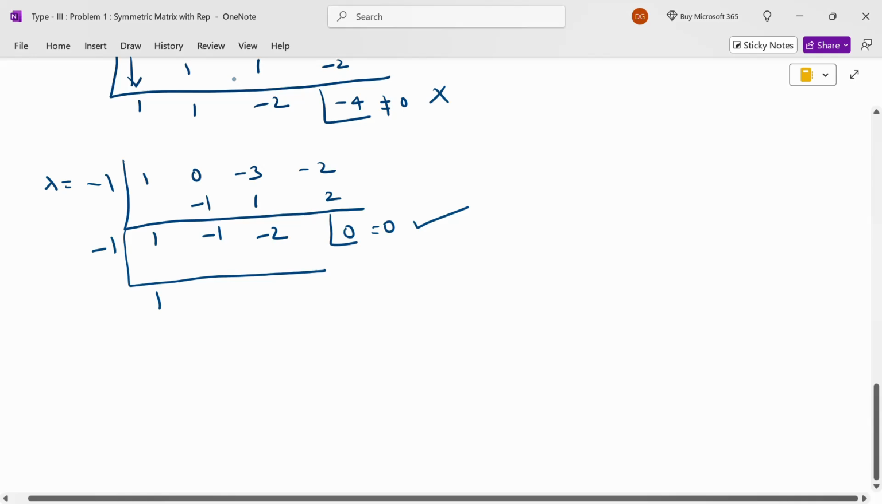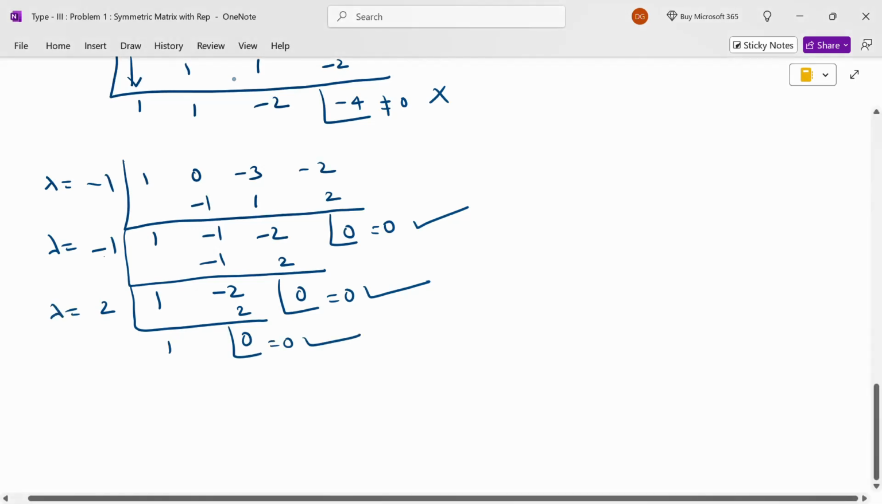So this one when I'm writing here, minus 1 into 1, minus 1. Adding this minus 2, minus 1 into minus 2, 2, 0. So this is another eigenvalue. Then minus 2 when I'm looking here, so take 2, 1 into 2, 2, 0. So this is a third eigenvalue. Therefore the eigenvalues are 2, minus 1, minus 1. So these are our eigenvalues.